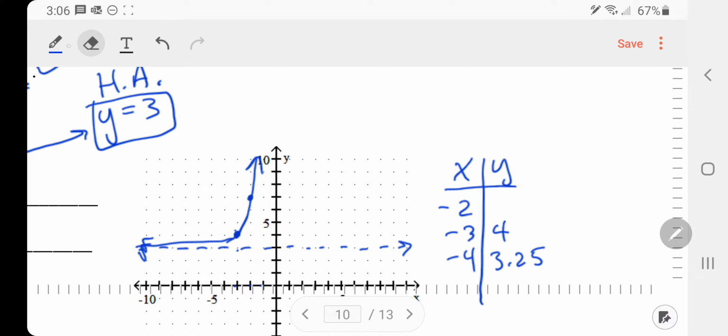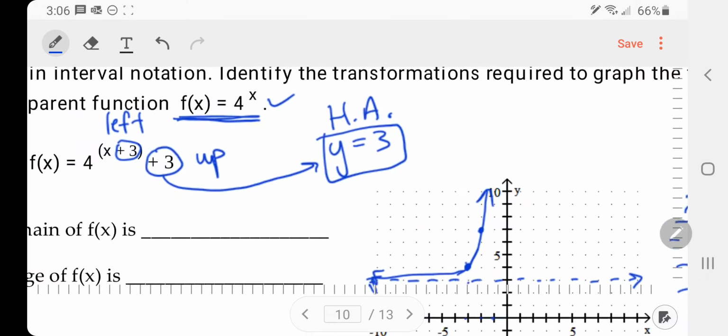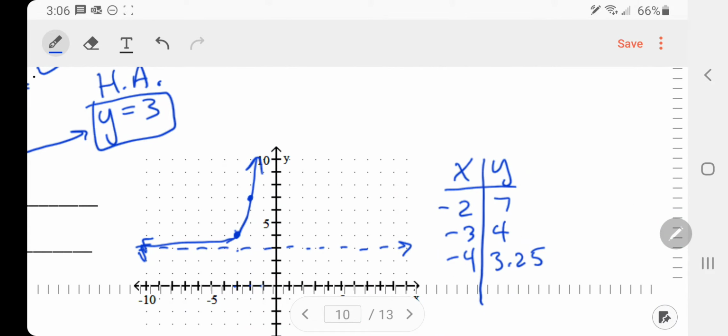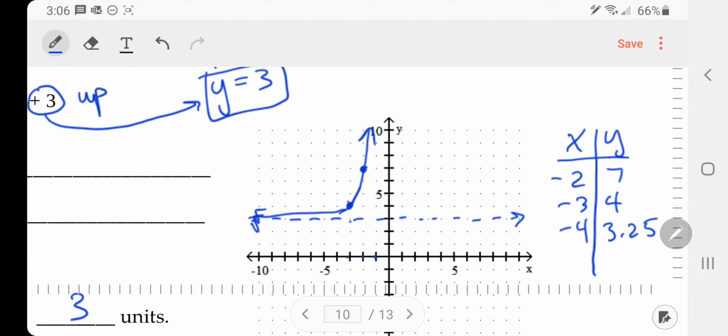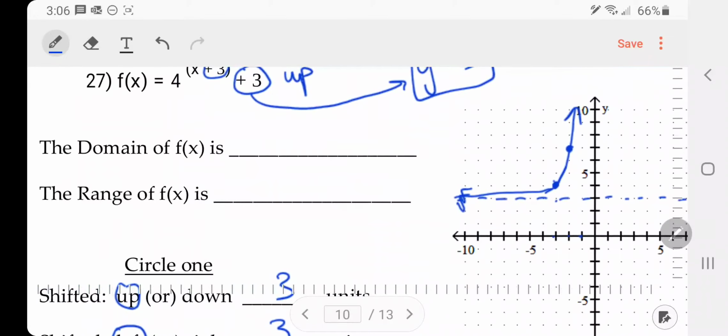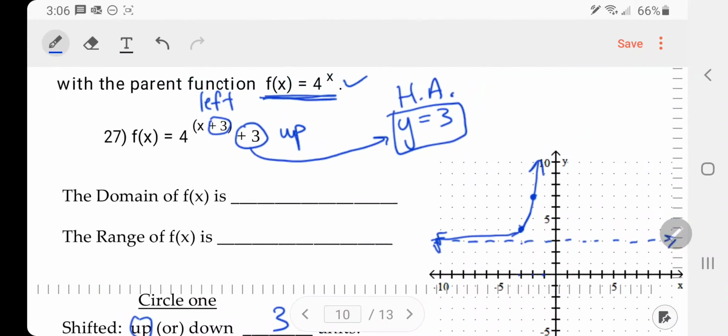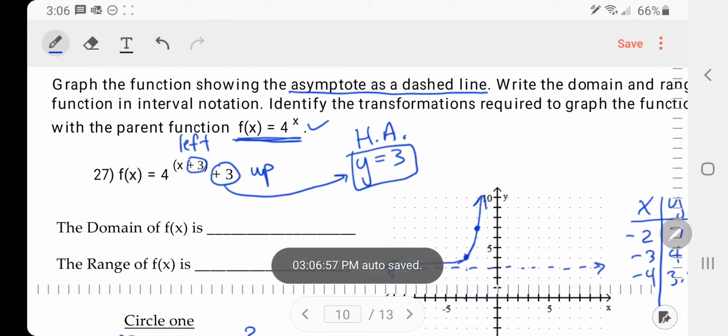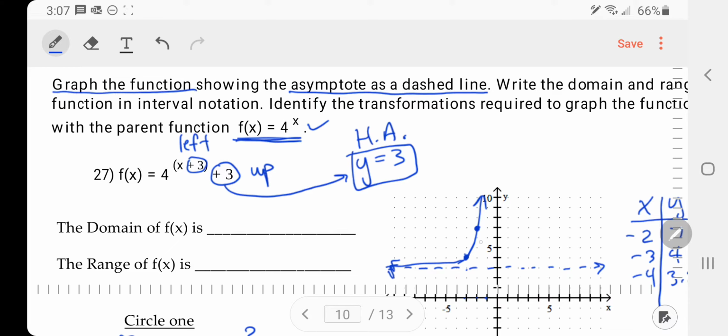And at -2, plugging that in, -2 plus 3 is 1. 4 to the 1 is 4. 4 plus 3 is 7. I'll be at 7, and that verifies this point right here. So if you needed to use a table, you can, although it's not mentioned in the instructions. It just says graph the function. So you can either graph it with transformations or with ordered pairs, but you do need to show this horizontal asymptote as a dotted line.